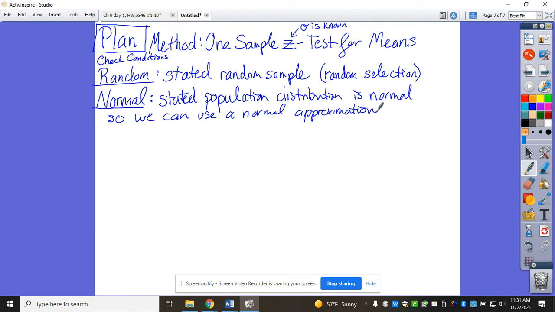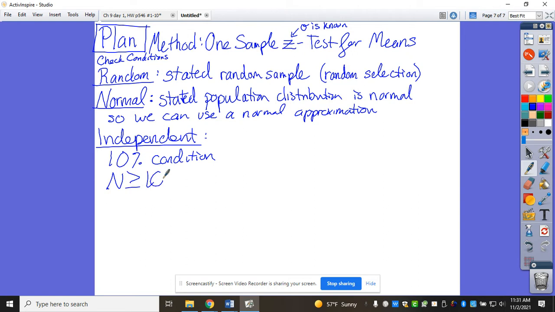What's my next condition? Independent. What do I write with independent? The 10% condition. Which is 10's already guessing this last thing we put it in.